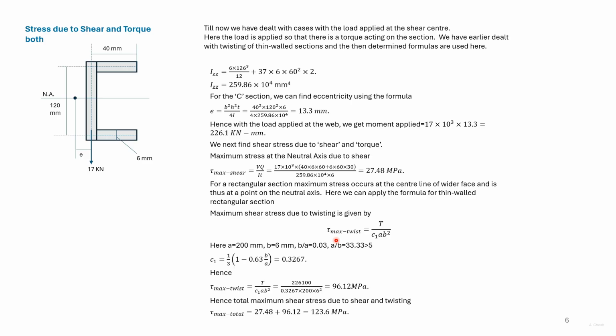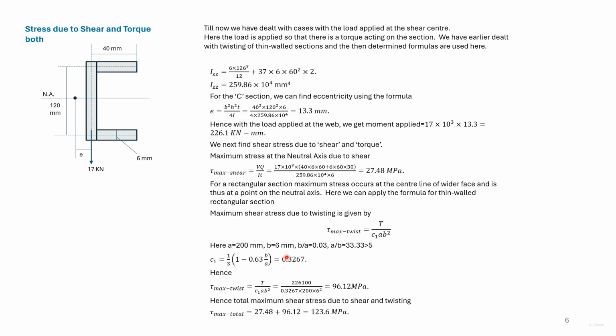Tau max for torsion is given by this formula. Here A is 40 plus 120 plus 40, so 200. B is 6. A by B is greater than 5, so we can use this formula.